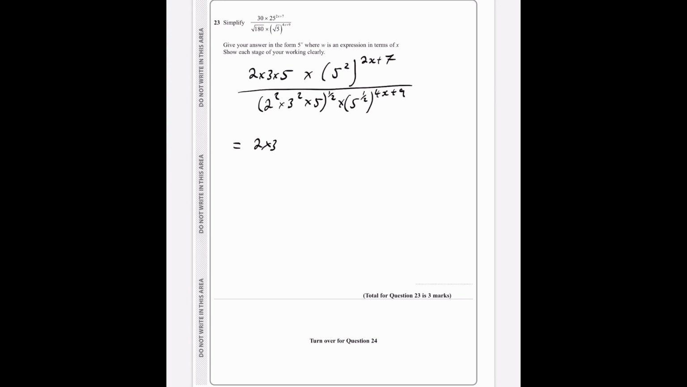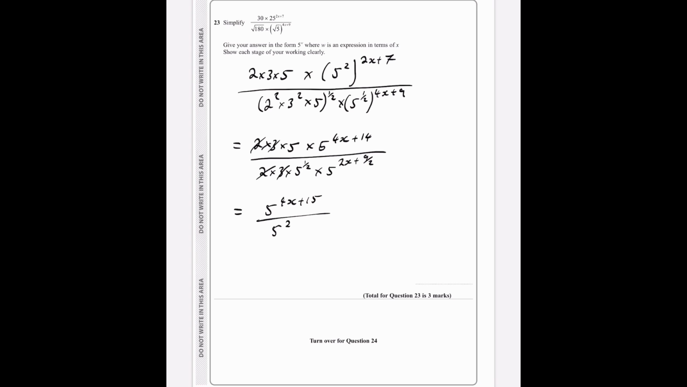Then we're going to start simplifying now. I'm just playing about with indice rules. So the 2 times 3 times 5 is fine, times by 5 squared to the power of 2x plus 7, just times 2 by 2x plus 7. And for the denominator, raising each part to the power of a half, we get 2 times 3 times 5 to the power of a half, and then times by 5 to the power of 2x plus 4.5, or 9 over 2. The 2's and the 3's cancel really nicely, and so we can just apply the indice rules to the numerator and the denominator.